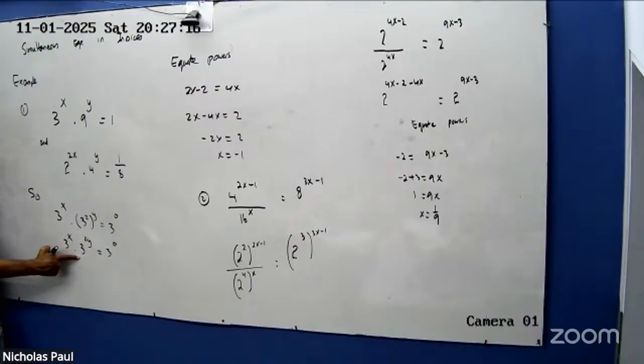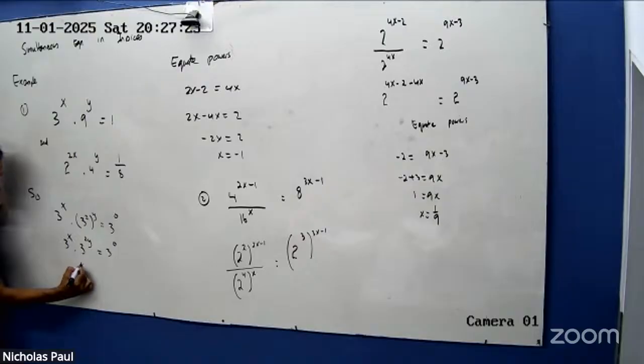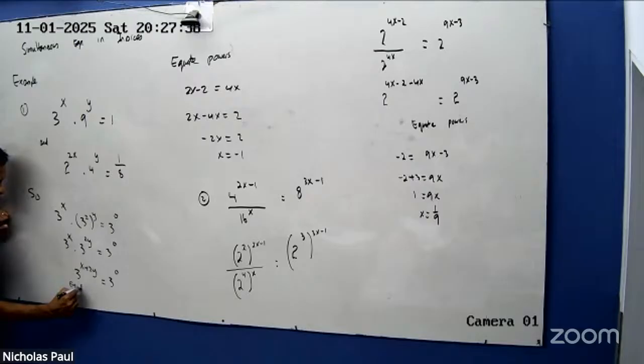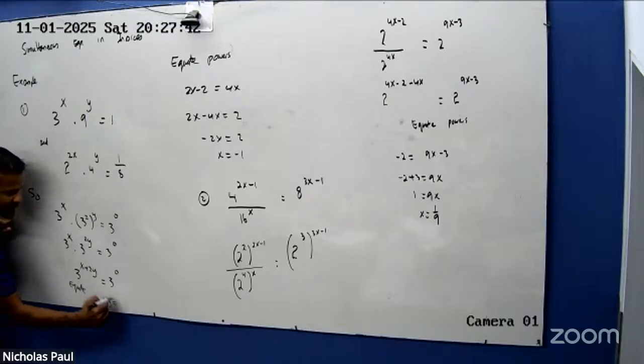Multiplying. So what to do? If I'm multiplying, I'm going to add. So I'll get 3 to the x plus 2y is 3 to the 0. Last step is what? Same base, so I could equate powers. So my first equation is x plus 2y is 0.